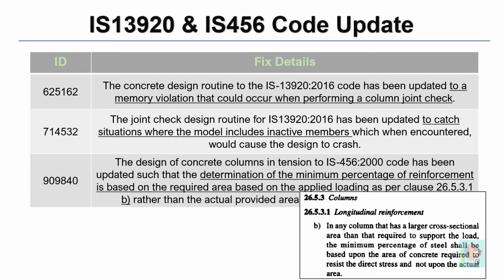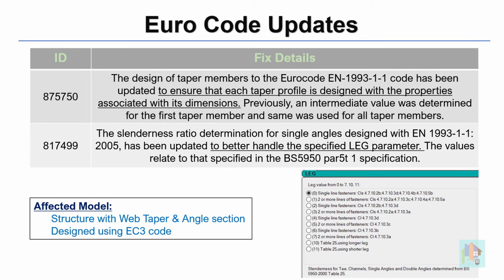For AISC 360, there is no major update. One minor fix related to torsion design using DG9. For Eurocode, there are few important updates.